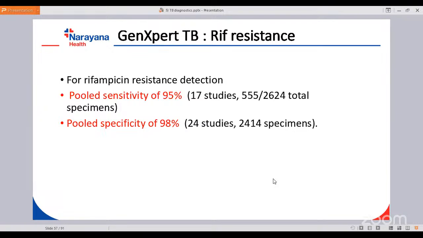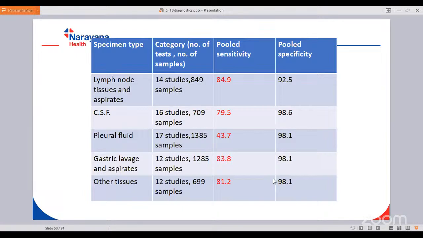And it also has good sensitivity and specificity to detect rifampicin resistance. So I hope I'm clear so far that we've spoken about smear, we've spoken about cultures, we've spoken about line probe assay, and now we're talking about GeneXpert. These are the various figures that tell you how, apart from a sputum sample where there's amazing sensitivity and specificity, the test performs for the other extrapulmonary samples.